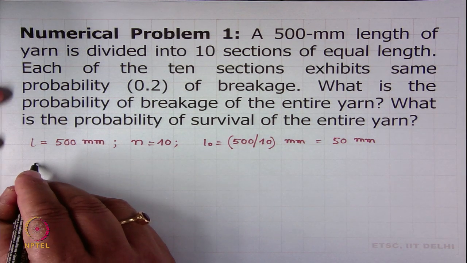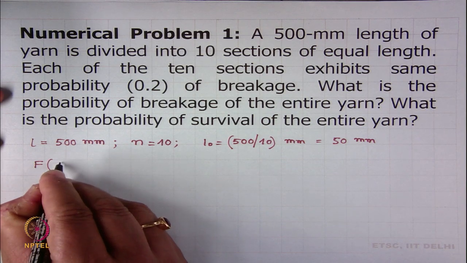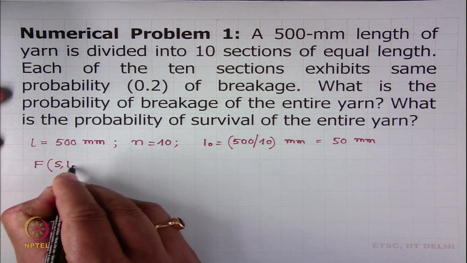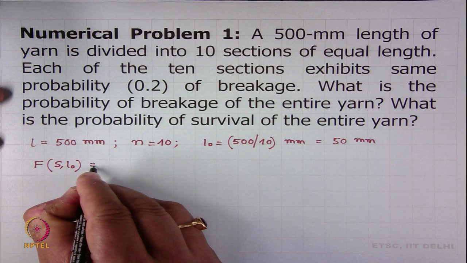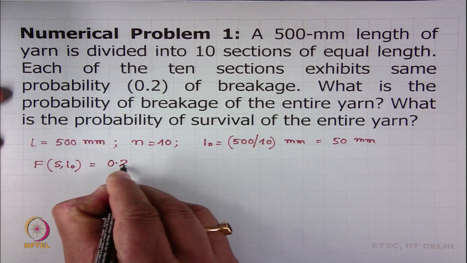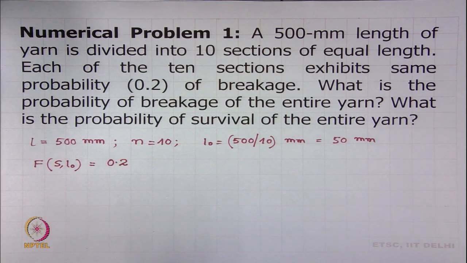So, if S L naught is equal to 0.2, what is the probability of breakage of the entire yarn? What is the probability of survival of the entire yarn?